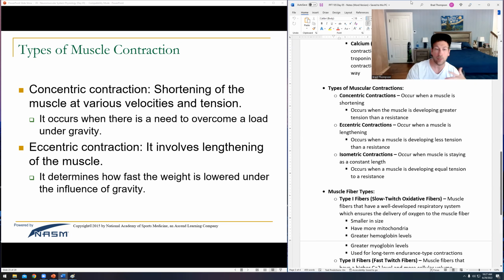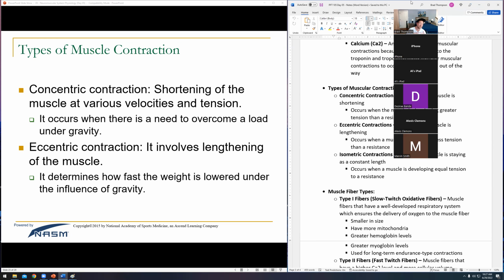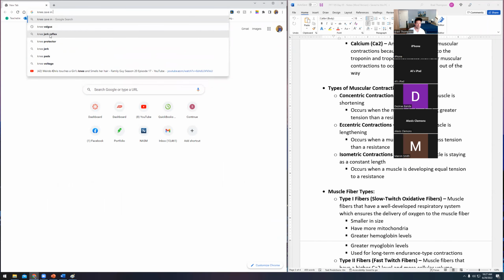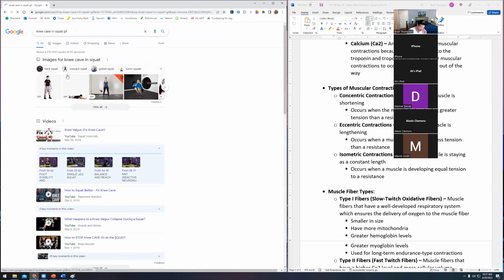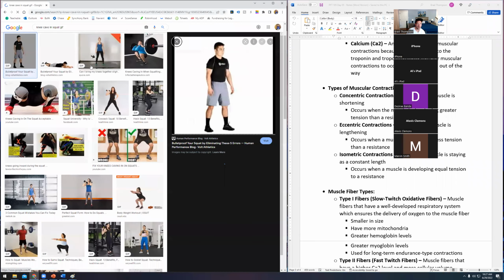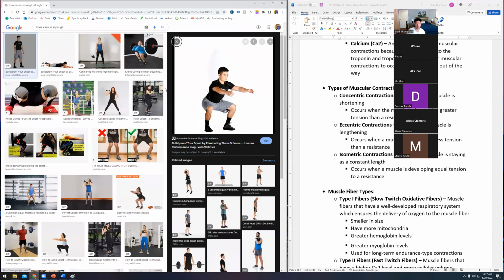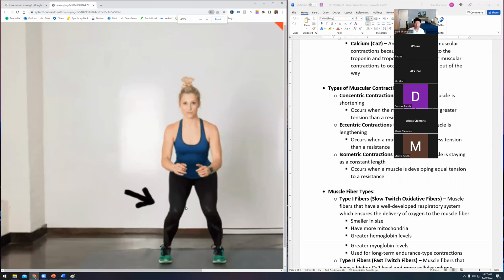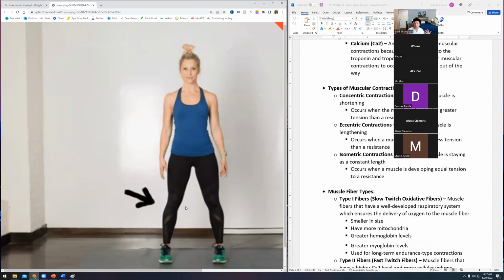Now, this concept is probably one of the most important concepts that we talk about as trainers, because when we're looking at human movement, let's say we see somebody who squats like this, right? They're trying their hardest to squat properly, but unfortunately their knees kind of look like this.